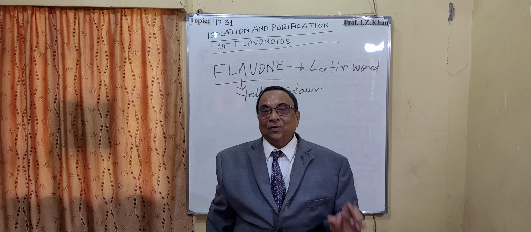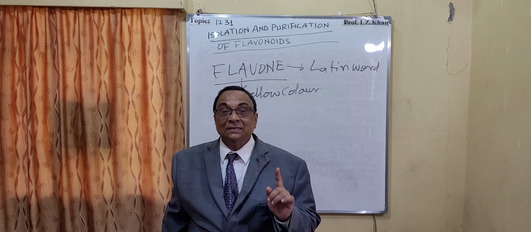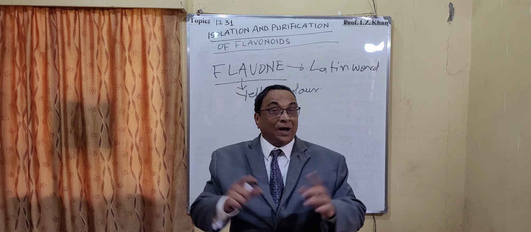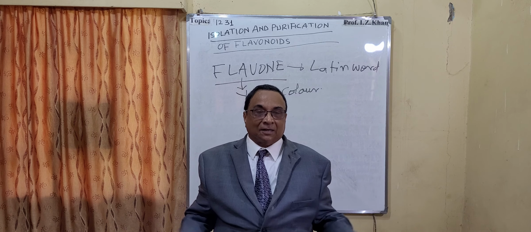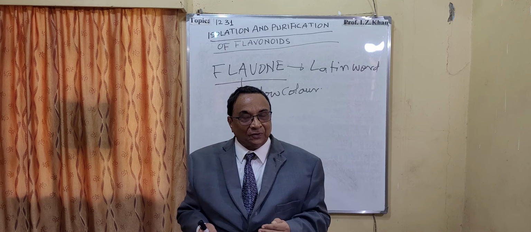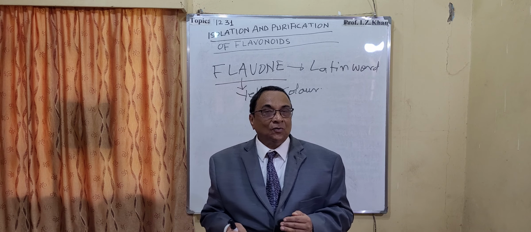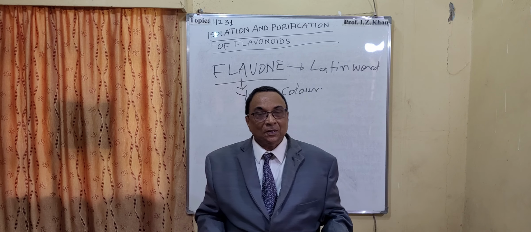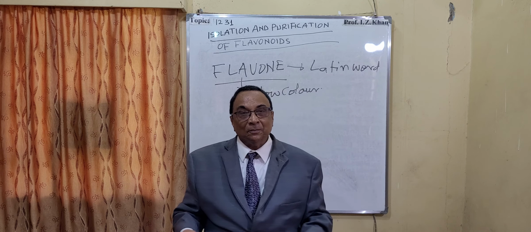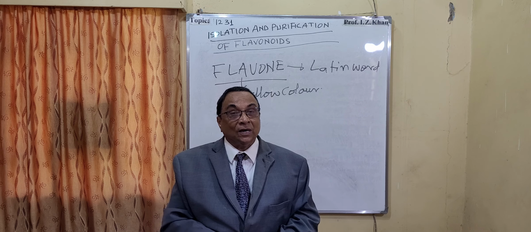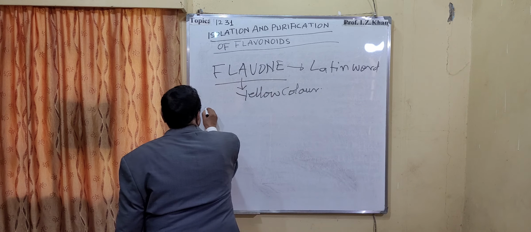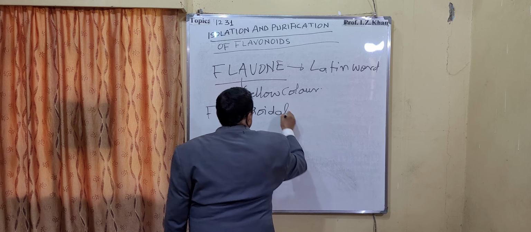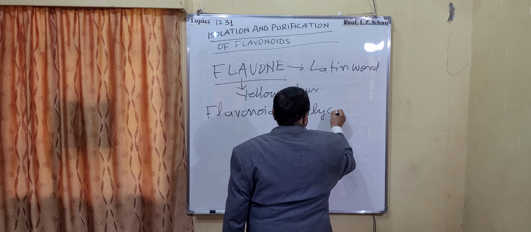flavone. And when I say flavone, it means only the benzo-pyrone nucleus, but if I say flavonoids, it means structurally related compounds are there, and most of these flavonoids are found in the combined state with sugar. Sugar may be glucose, rhamnose, xylose, arabinose, and that's why they are known as flavonoidal glycosides.